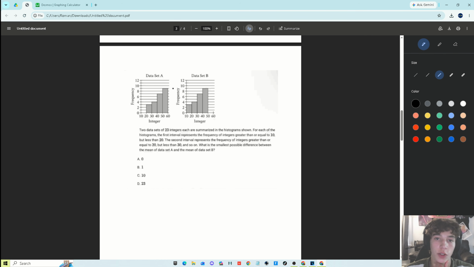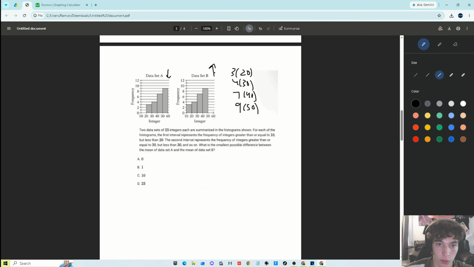Okay, so to do this, we'll have to find the smallest in data set A, and then the biggest in data set B, so we can compare the smallest difference between means. So let's do this. In this column the frequency is 3, and the value is going to be 20. The next one, there's 4, value is going to be 30, and then there's 7, value is going to be 40. Sorry about the handwriting. And then 9, value is going to be 50.